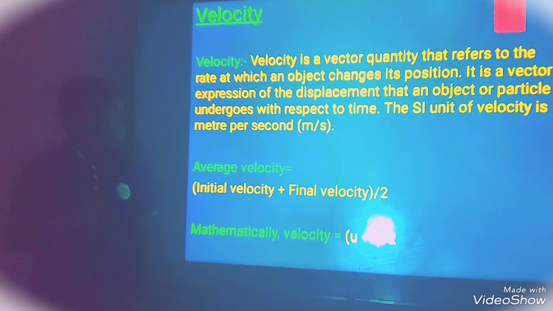Velocity. Velocity is a vector quantity that refers to the rate at which an object changes its position. It is a vector expression of the displacement that an object or particle undergoes with respect to time. The SI unit of velocity is meter per second. Average velocity. Average velocity is the initial velocity plus final velocity divided by 2. So mathematically we can write it as (u plus v) by 2.